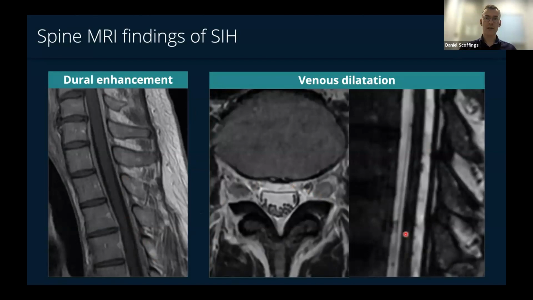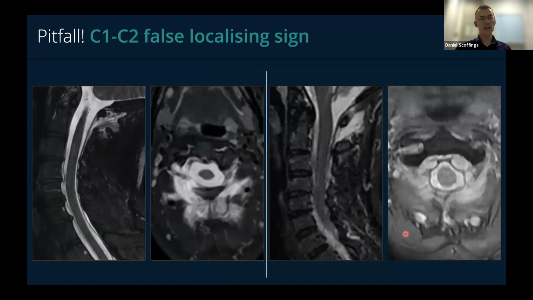Something that we should be aware of and not fall into the trap of is what's been termed the C1-2 false localizing sign. And what this is, is high signal from fluid, best seen on T2 weighted imaging with fat suppression, so it's sensitive to fluid, in the interspace between C1 and C2 and in the adjacent paraspinal muscles. This is not where the leak's coming from. This is a patient who has an epidural leakage of fluid, and that fluid tracks up and then is just coming out at this level, but this isn't where the leak comes from. So it's important, if you see this, it doesn't mean they're leaking from the cervical spine. The leak is usually in the thoracic spine.